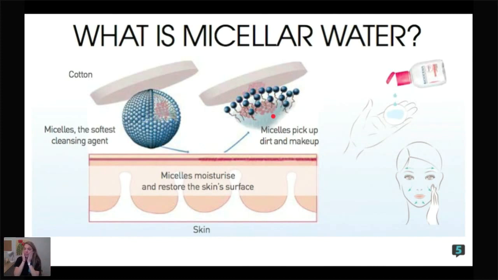I do actually use it every night. It is really handy, and it really makes my skin feel good. This is not a scientific endorsement, nor is it a scientifically researched thing that it's better for you. But that's how it works. It has those micelles. You put it on a cotton pad, those micelles stick to it, and then they, with those polar heads on the phosphates, clean all the makeup off.